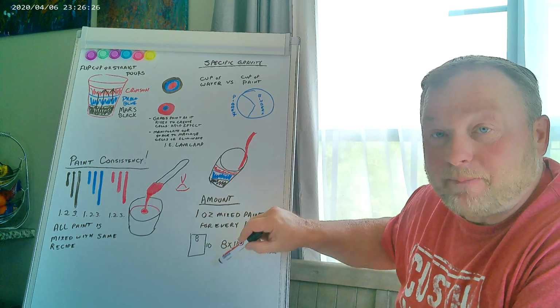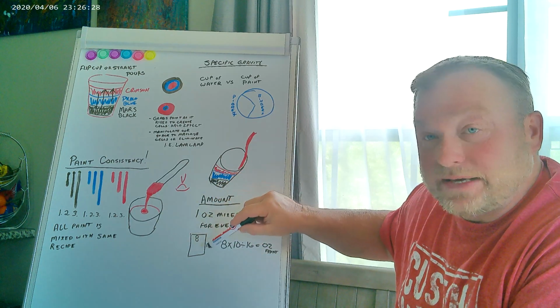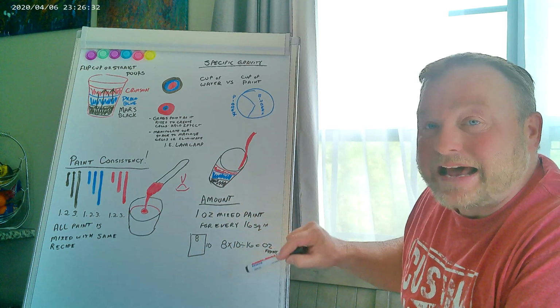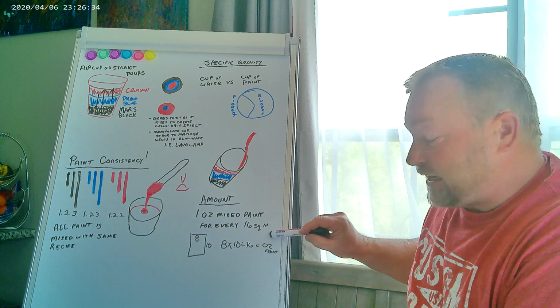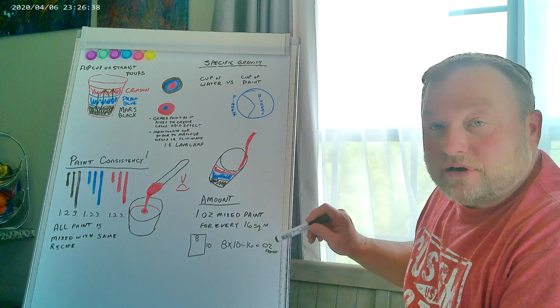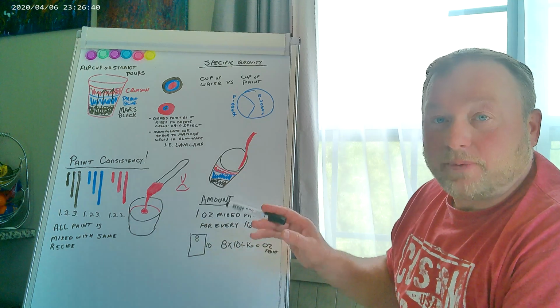So if you've got an 8x10 canvas, 8 times 10 is 80, and you're going to divide that by 16. That's going to give you the ounces of paint that you need, which is 5. So you're going to need 5 ounces of paint to do that 8x10 painting.